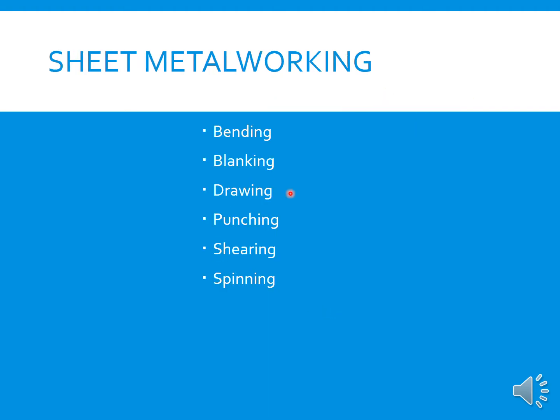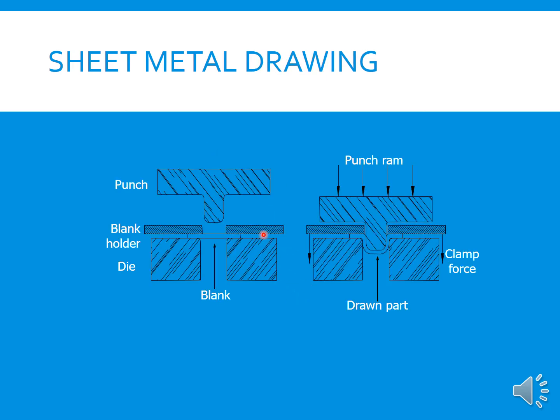Okay, this is the other process for manufacturing, sheet metal working. Other secondary processes: bending, blanking, drawing, punching, shearing, and spinning. What's it called? Punching? Okay, this is an example here.